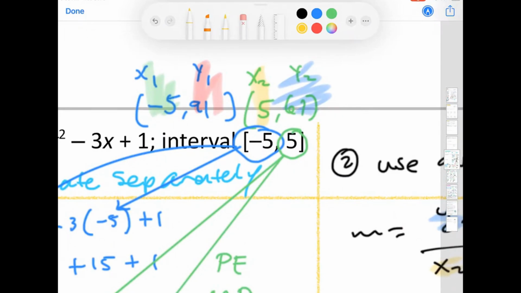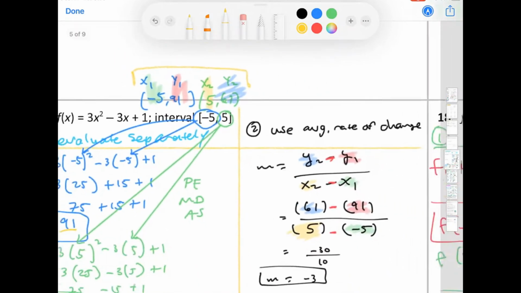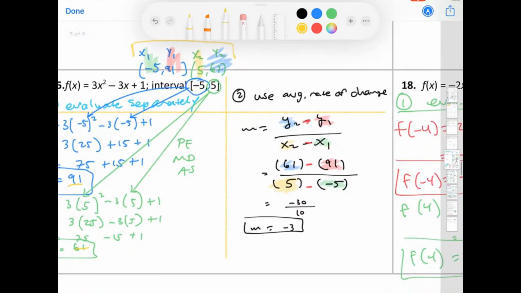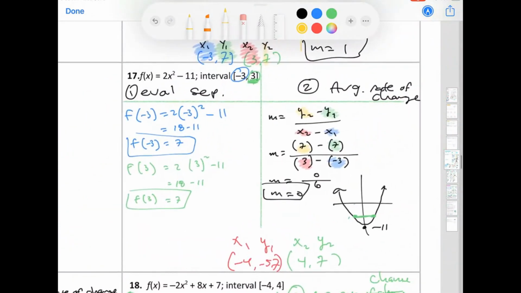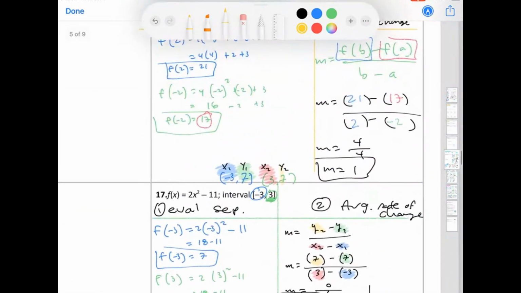Trick or hint is label. Label means to have these things up here at the top: X1, Y1, X2, Y2. So when we use the average rate of change, you're going to substitute in there, highlight your negative sign, and you get -3. I'm going to show you the solutions for the rest of these.